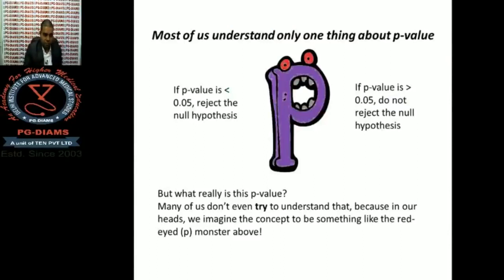That means if p-value is 0.05, we reject the null hypothesis. If p-value is more than 0.05, we do not reject the null hypothesis. And we do not try to understand the concept behind p-value after knowing about this. But let me try to explain to you what p-value means. But to know the concepts of p-value, we have to understand null hypothesis, alpha error and beta error. Please be patient and listen to what I am saying very carefully.